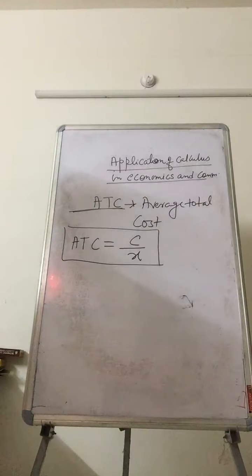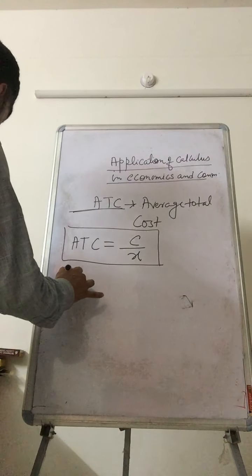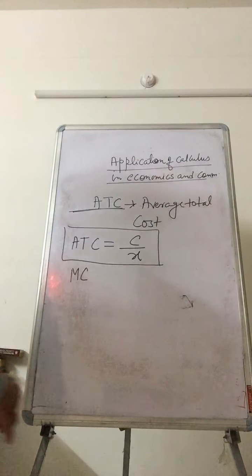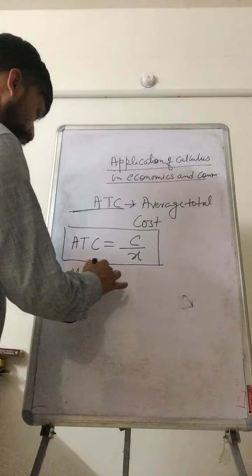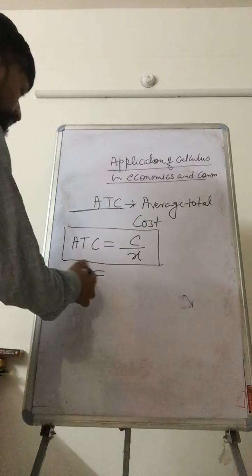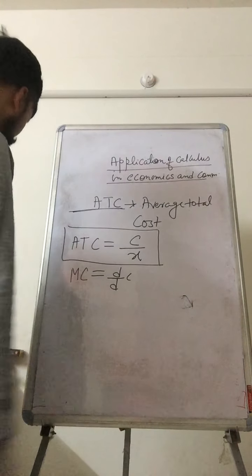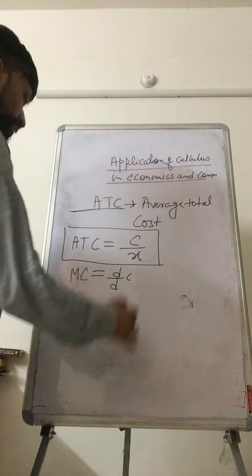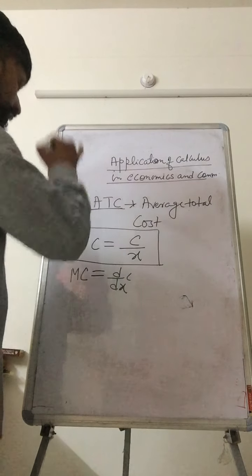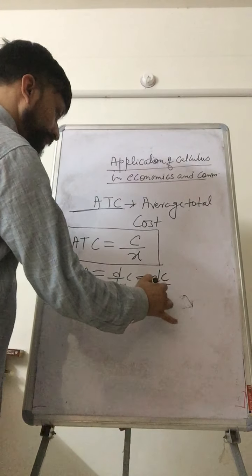Then marginal cost. Marginal cost we represent with MC, both capital. Now here we are going to use calculus. To find marginal cost, if you find the derivative of cost function with respect to the number of articles, you will get marginal cost. Or moreover we can write dC by dx.